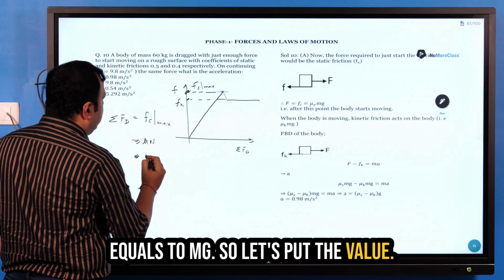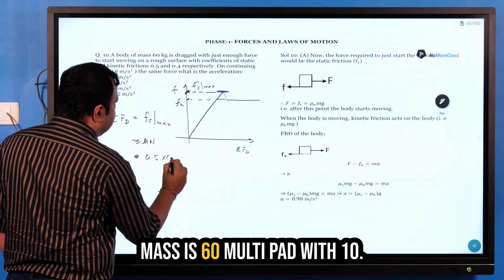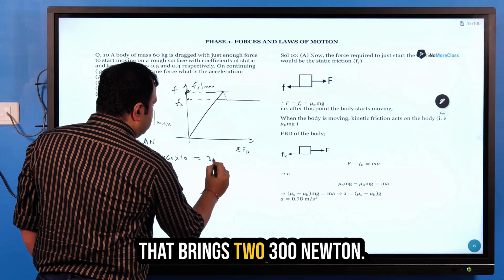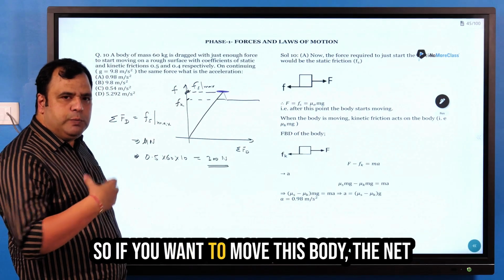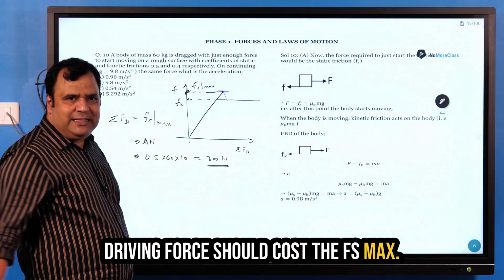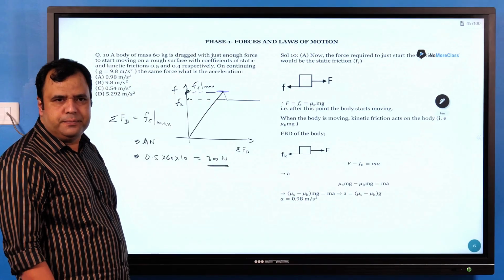So let's put in the values. 0.5 multiplied with mg, mass is 60 multiplied with 10. That brings us to 300 Newton. So if you want to move this body, the net driving force should cross the Fs max. So the minimum value of net driving force should be 300 Newton.